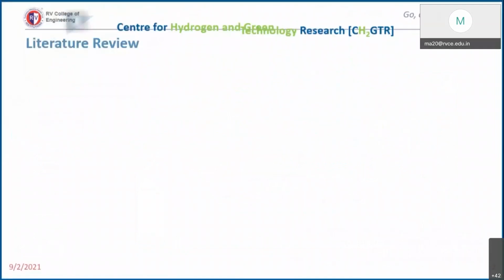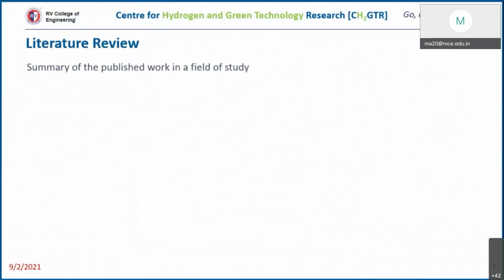To start with, what is a literature review? It is just a summary of the published work in a field of study. So you have decided to carry out research on a topic. Before you start the research, you need to know what has already been done. That becomes the first step. If you do not know what people have already done, it is like reinventing the wheel. There is no point in spending time on something that is already available.